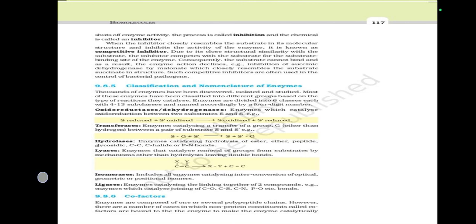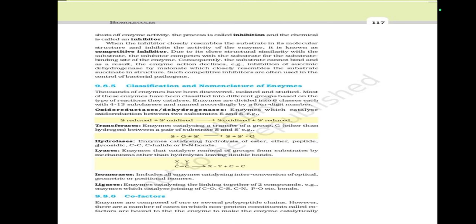Classification and nomenclature of enzymes. Thousands of enzymes have been discovered, isolated, and studied. Most of these enzymes have been classified into different groups based on the types of reactions they catalyze. Enzymes are divided into six classes, each with 4 to 13 subclasses, and named accordingly by a four-digit number.